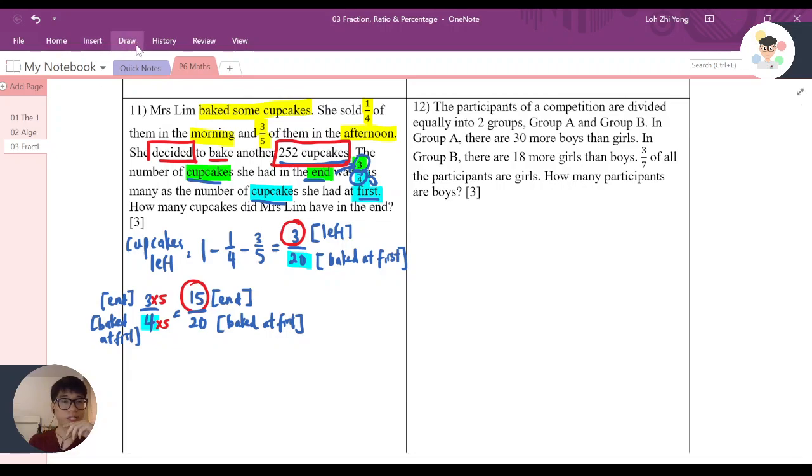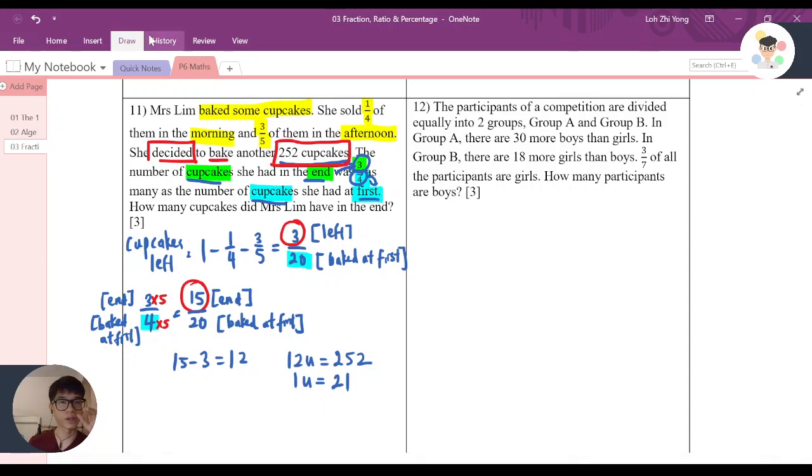So I know that it actually increases how many units? 15 minus 3, and it's 12. And the 12 units increase because of that 252. So actually I can just compare: the 12 units is because of the 252. So 1 unit will be equal to 252 divided by 12. And if you press on the calculator, it's 21.